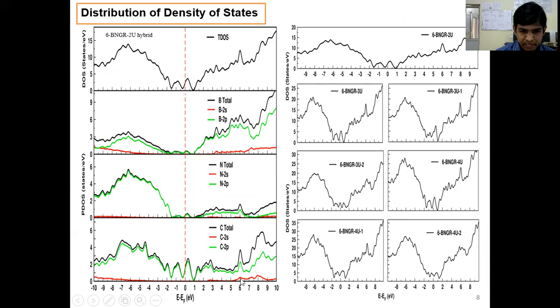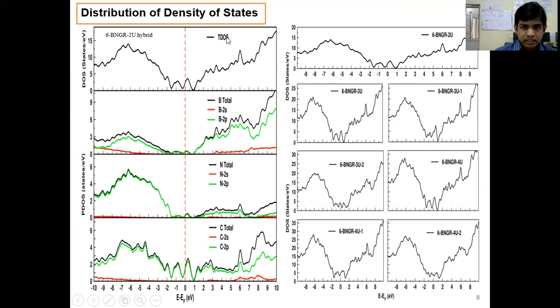This represents the valence band, this represents the conduction band, and the red dotted line at 0 represents the Fermi energy level. Below the Fermi level is the valence band, above it the conduction band, and we can see the green curve is in the valence band. So 2p electrons contribute highly in the valence band. Comparing all the constituent elements, the higher contribution is by the 2p electrons of nitrogen compared to boron and carbon. And in the conduction band, boron atomic electrons are contributing higher than nitrogen.